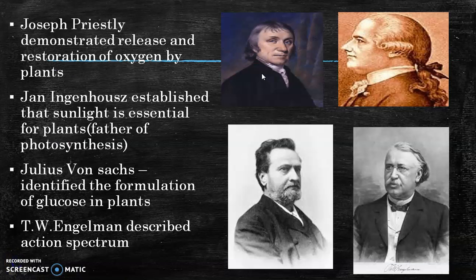Here some important points are given. Joseph Priestley, in the first image, demonstrated the release and restoration of oxygen by the plant. The second person, Jan Ingenhousz, established that sunlight is essential for the plant, and he is considered the father of photosynthesis. The third person, Julius von Sachs, identified the formation of glucose in plants. And the fourth person, Engelmann, described the action spectrum for photosynthesis.